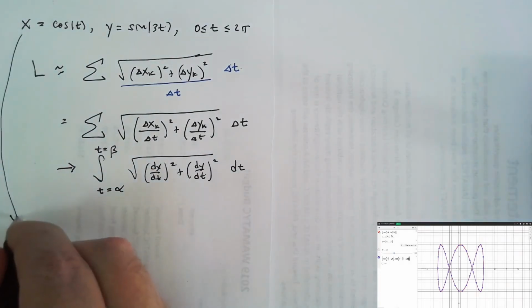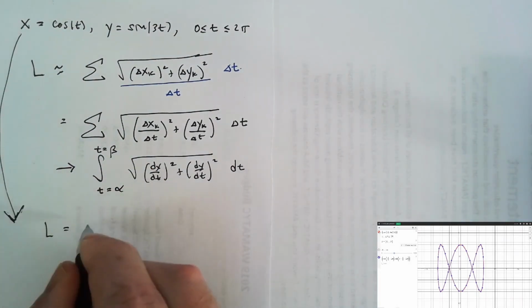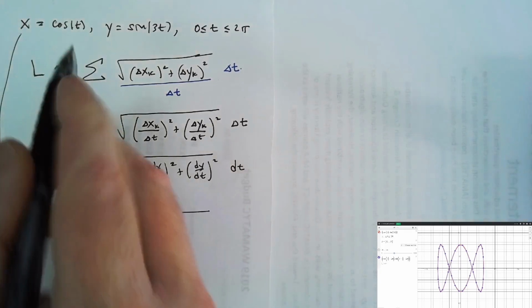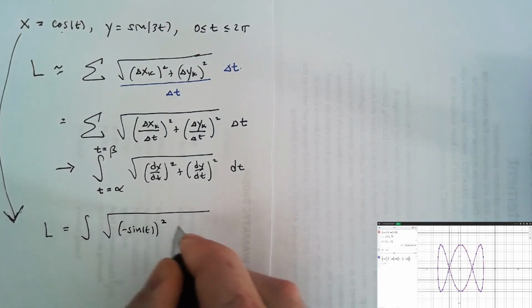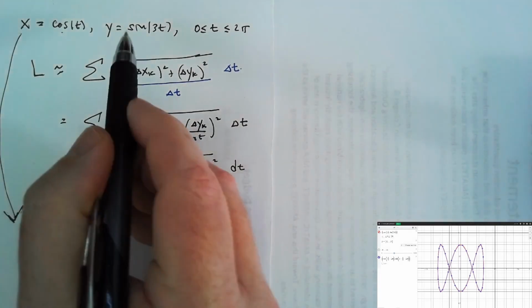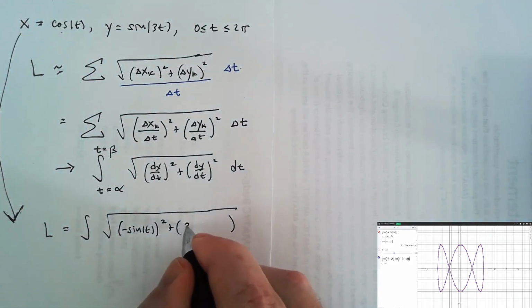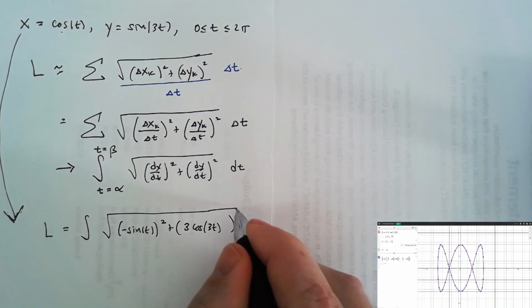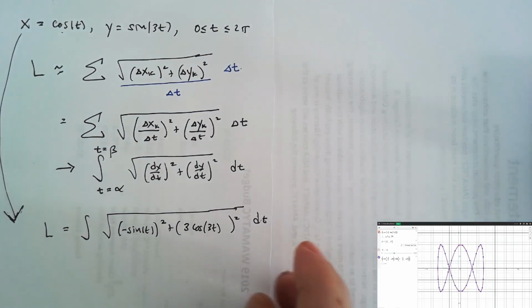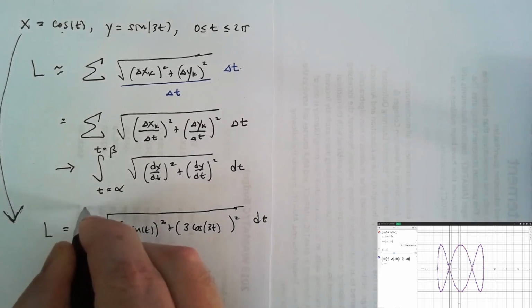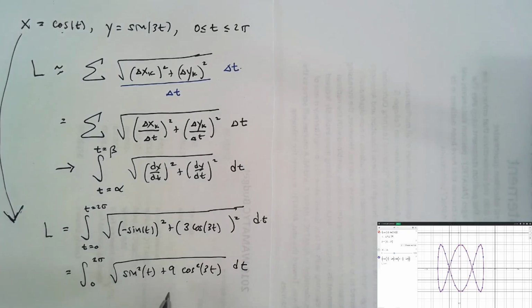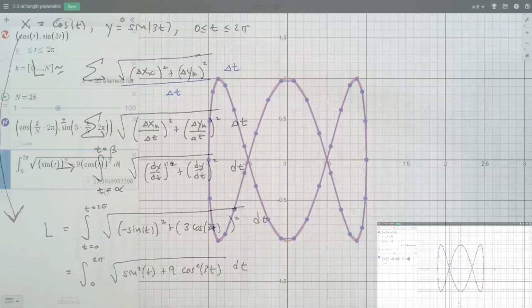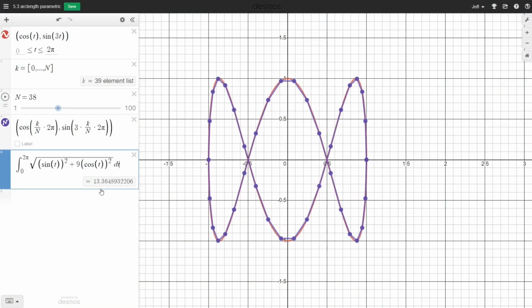For our particular parametric curve, the length of our curve would be the integral of the square root of dx dt squared. So that would be negative sine of t, quantity squared, plus the derivative of sine of 3t, which would be 3 cosine of 3t, quantity squared. And we have a dt, and our limits of integration will be from t equals 0 to t equals 2 pi. Simplifying this integral a bit, we get this integral, which will prove challenging even once we learn more advanced anti-differentiation techniques. So here we get an approximate value of 13.36.